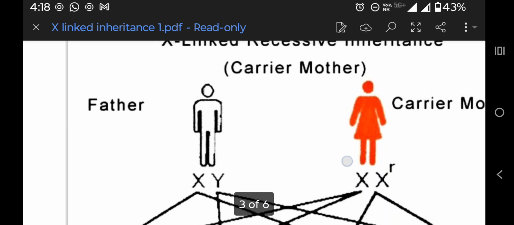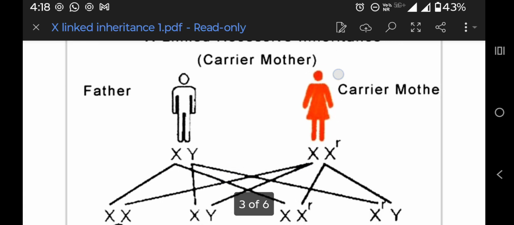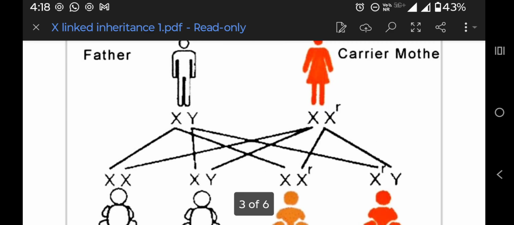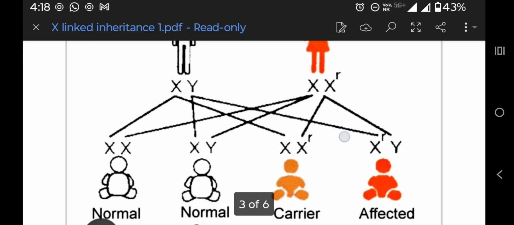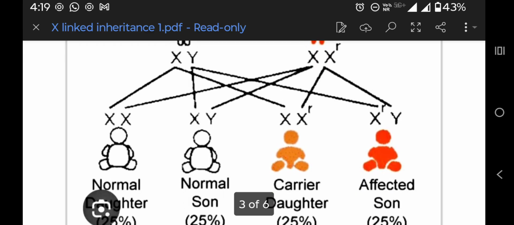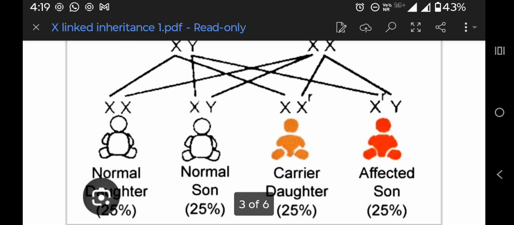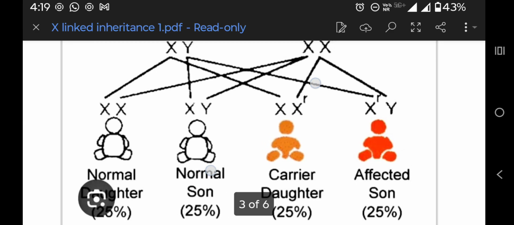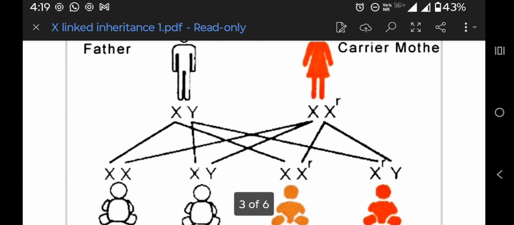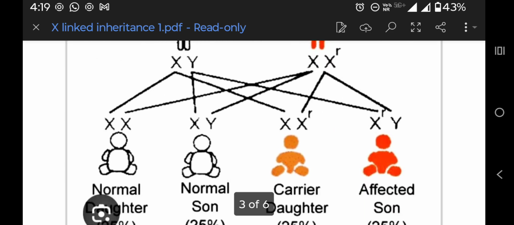So X-linked inheritance: through this diagram you can understand that the father is normal and the mother is a carrier. I have denoted the carrier with one normal X chromosome and one defective chromosome. So you can see that the daughter will be 25% carrier, with one normal and one defective. Then the son will be one normal but one affected son. So always, if the mother is a carrier, the sons will be 50% normal and 50% affected.